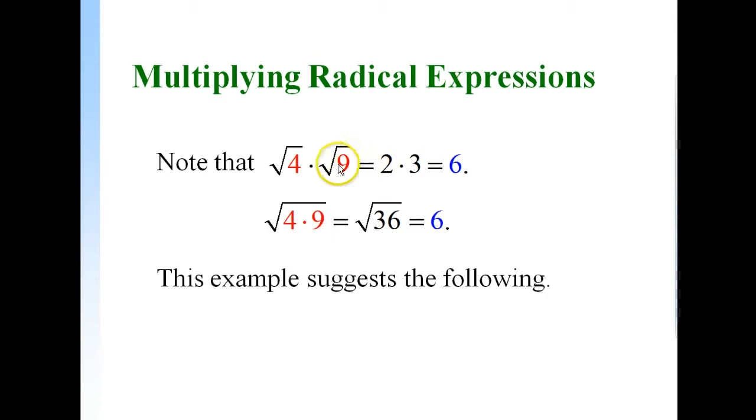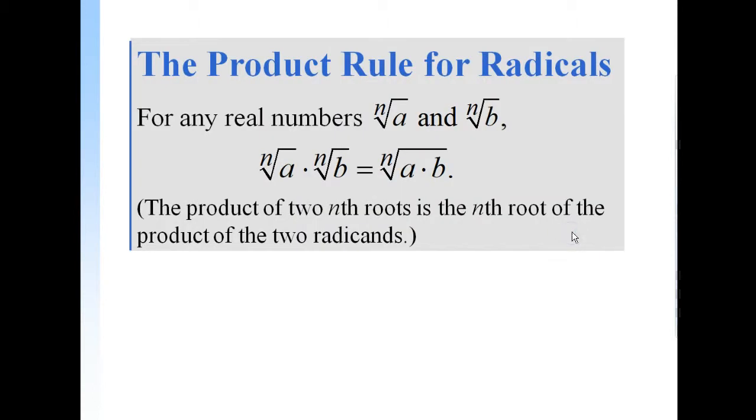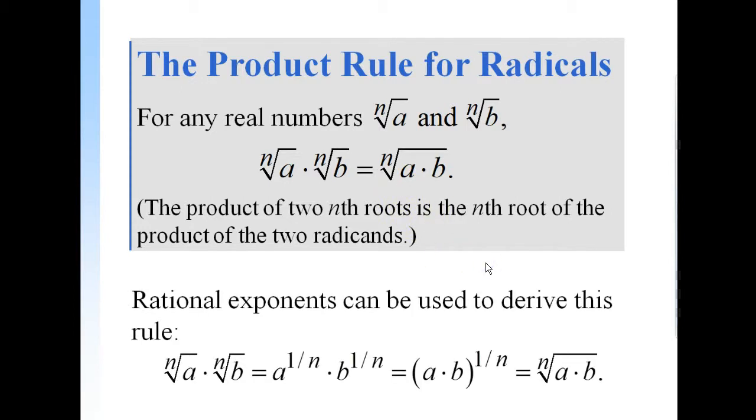So what we're showing here is that this is equivalent to this and can be used to multiply radical expressions, as long as the index numbers are the same. And that's what they're illustrating here with this rule. Now notice we could also have converted them to fractional exponents that we had in the previous section, and the results are the same.